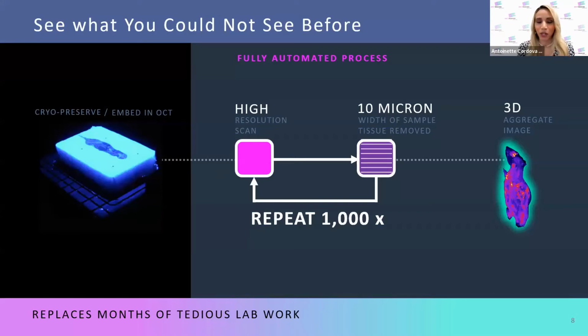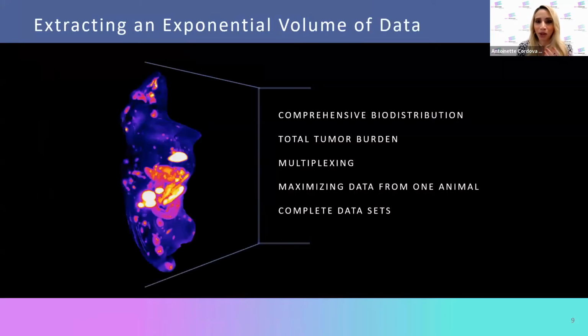So by the end, you're able to see what you couldn't see before. You have your animal that was embedded in OCT, you have a high resolution scan, you have a 10 micron width of tissue removed each time it's repeated with the slicing, and you're able to get a 3D reconstructed image, I would say, relatively quickly. And it actually replaces, as we mentioned, sometimes tedious lab work, obviously integral, but something that is automated with our system.